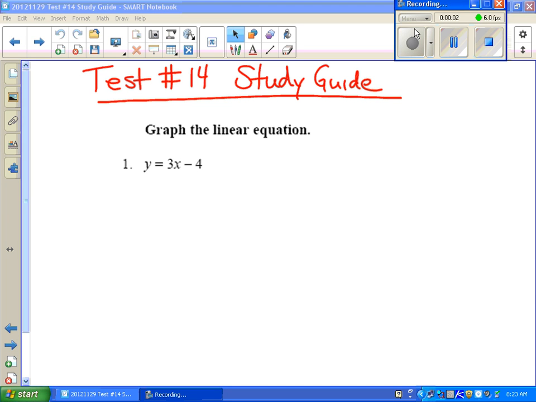Okay, this is test number 14, study guide. Test number 14 goes all the way from sections 1.1 through sections 5.3, writing linear equations given 2 points.